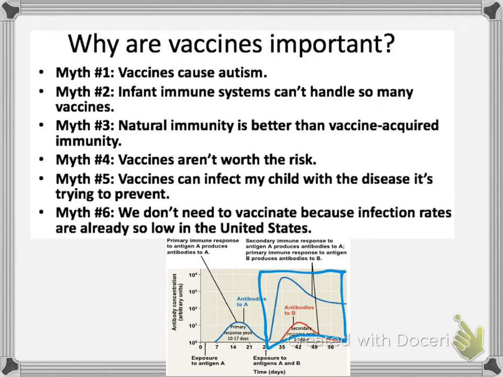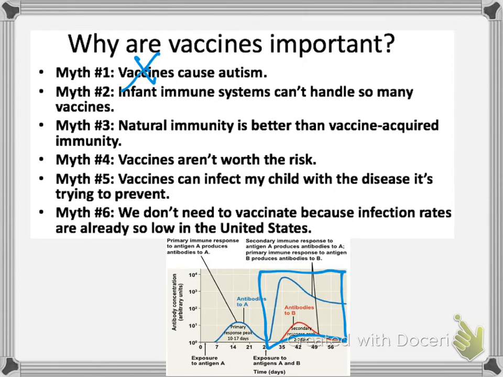One of them is that vaccines cause autism. That is absolutely 120% not true. The paper that originally suggested this correlation in 1997 was completely retracted, so it has absolutely no basis of truth.